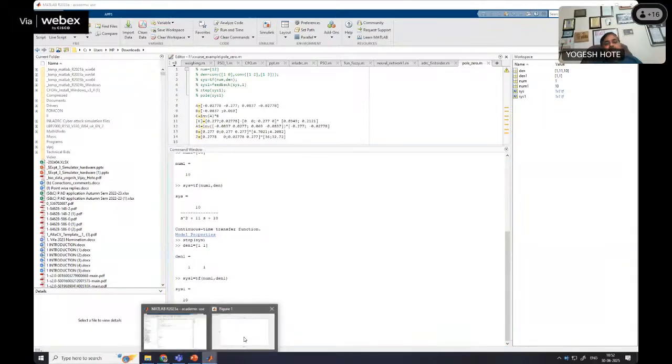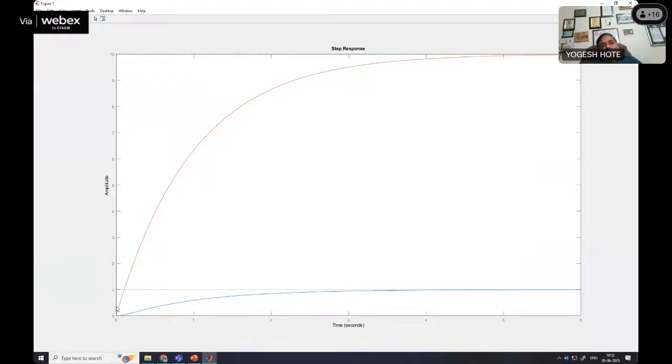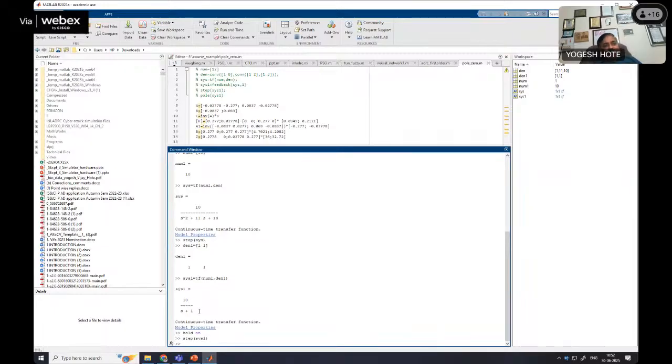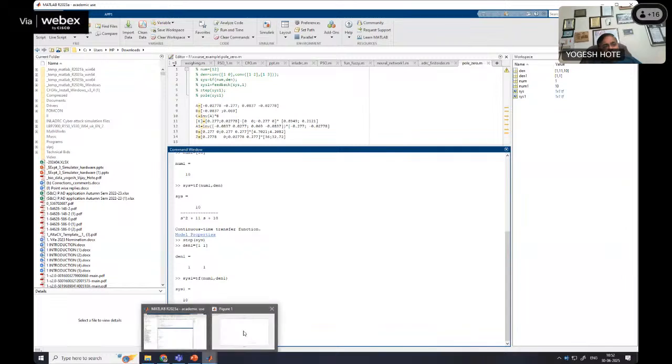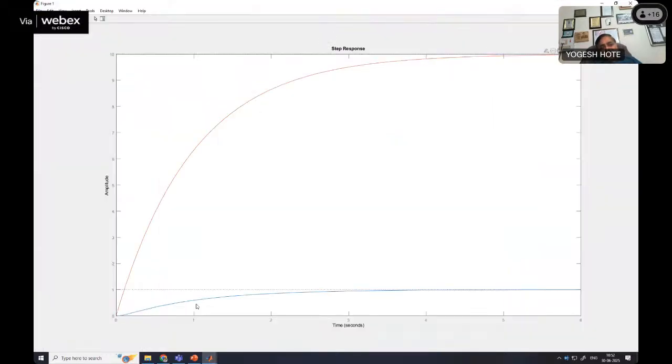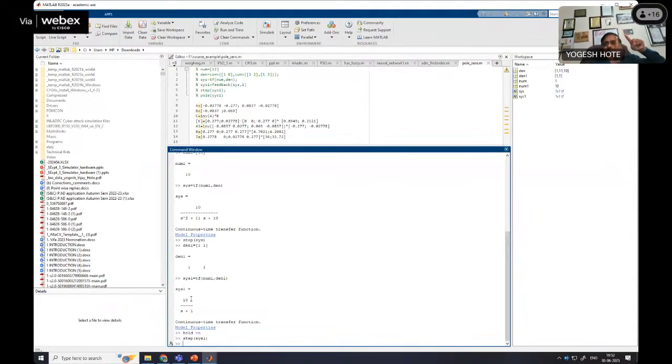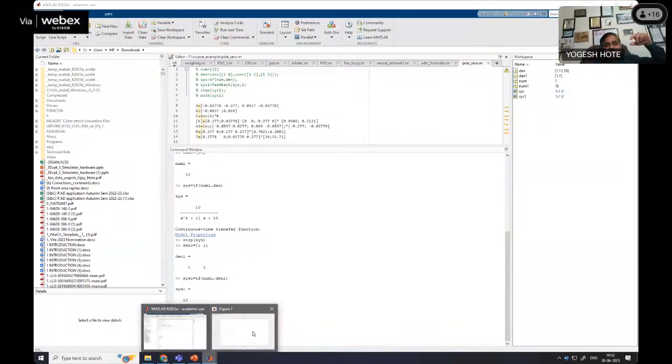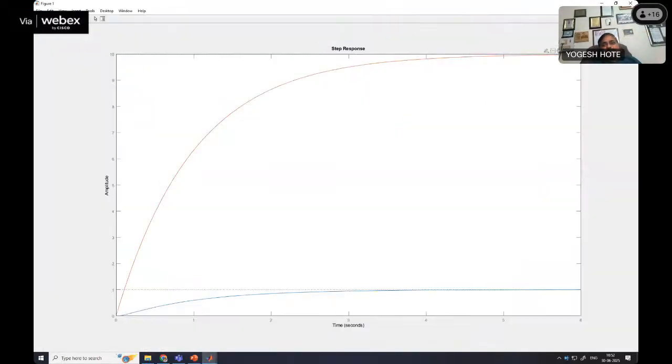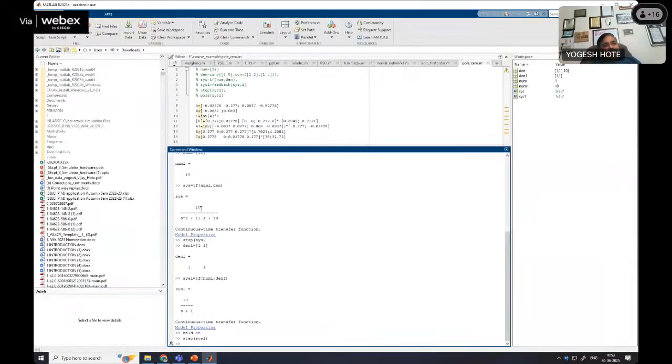Now observe what you see. In the original response, the steady state is 1. The reduced order model has a steady state of 10. If you apply a step input to the reduced order model, 10 divided by s plus 1, the steady state will come as 10. You can see this value 10 is the response. And the original system has a steady state of 1. So the steady states of the two are not the same.